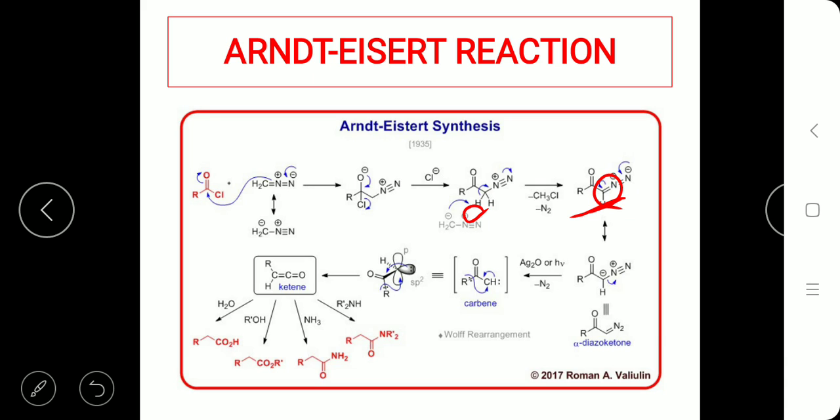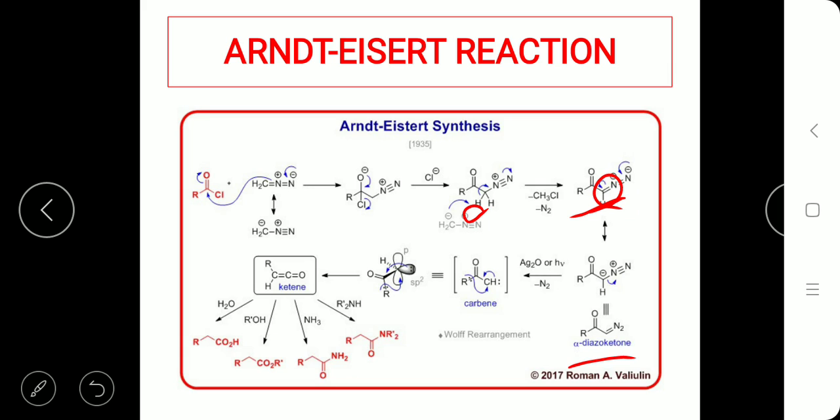Okay, at this point there can be a rearrangement or movement of this double bond towards the nitrogen to give rise to an alpha diazoketone. So this is one of the reactions to give rise to the alpha diazoketone. Instead, it can also react with Ag2O, and then there can be a further reaction.